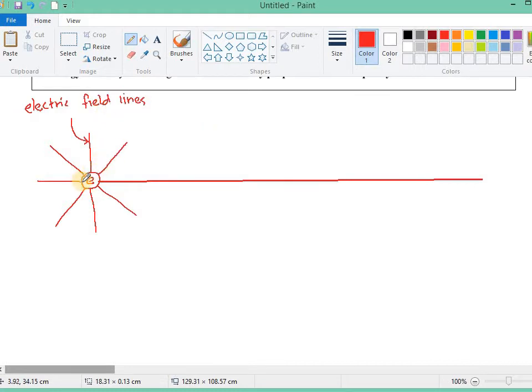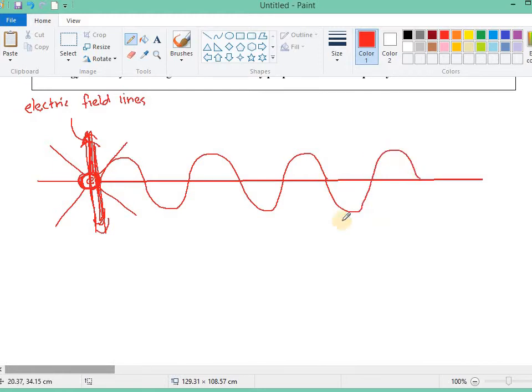All right. So with this electron, when this electron oscillates up, down, up, down, up, down, what will happen to the electric field lines? What will happen to the electric field? The electric field will oscillate, up, down, up, down. So this is the direction of propagation, and this is the direction of oscillation. You see, the direction of oscillation is perpendicular to the direction of propagation. So this is a transverse wave, right?